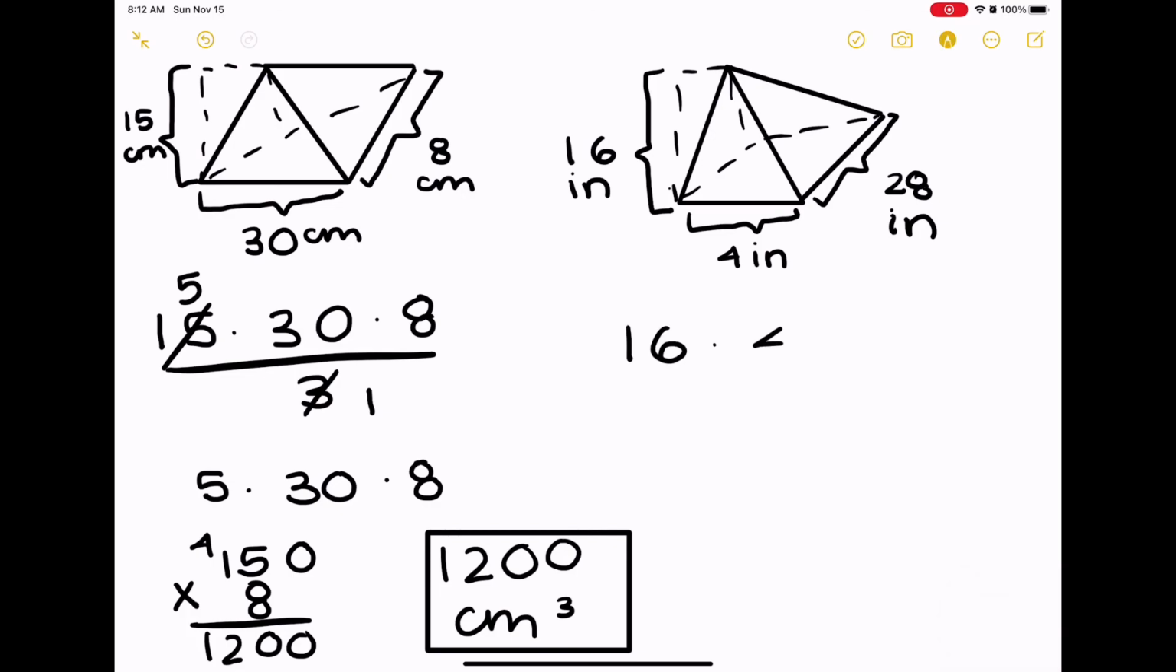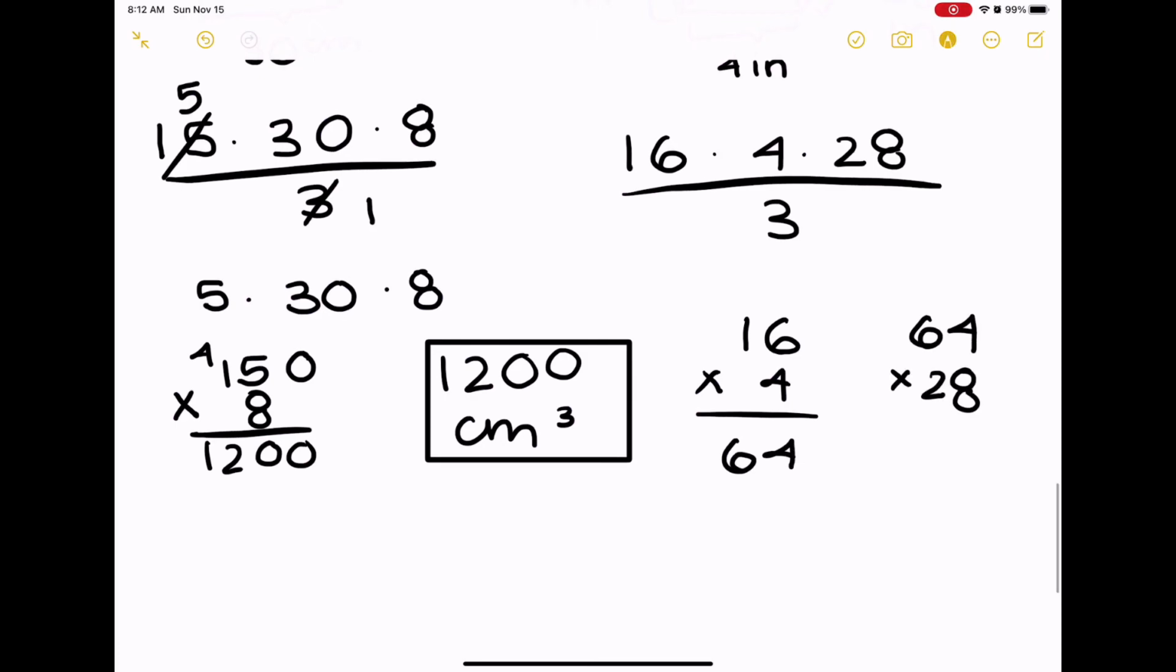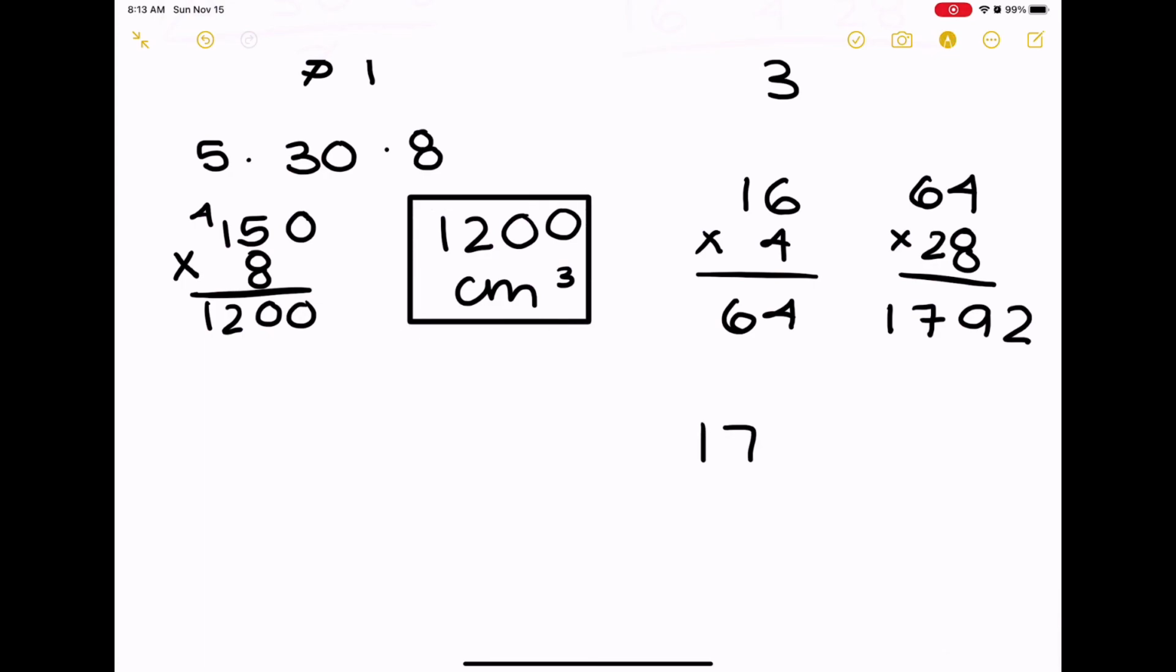Now let's go ahead for the next problem. This one was a lot more tedious, but let's just go ahead and try to solve it. In this case, we cannot simplify because none of the numbers on the top divide by 3. But we can go ahead and start by multiplying. 16 times 4 is 64, and we can do 64 times 28, which is 1,792.